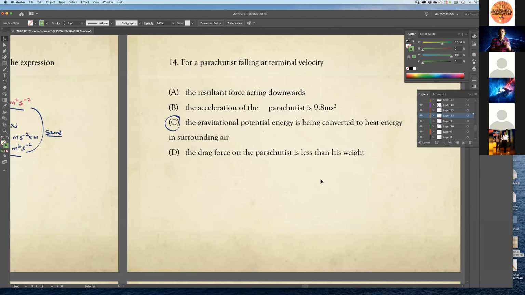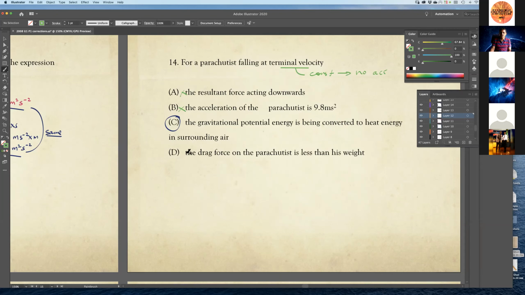Number 14, a parachute is falling at terminal velocity. The resultant force acting downwards. Well, if the parachute is falling at terminal velocity, it means the velocity is constant. Terminal velocity means constant velocity, and if you're moving at constant velocity, there's no acceleration. So there can be no resultant force. There can be no acceleration. This is the answer: the gravitational potential energy is being converted to heat in the surrounding air.